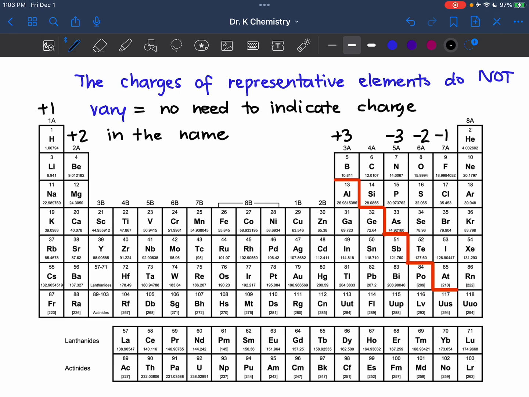Before we get into naming, it may be helpful to just review how the formulas are formed so that you understand what the ions are when you go backwards. So let's choose a few elements from the periodic table. We can take magnesium, for example, and notice that magnesium is in group 2A, which means it will have a charge of +2.